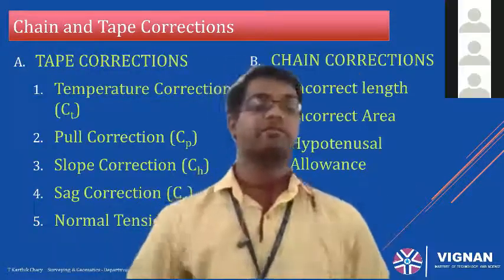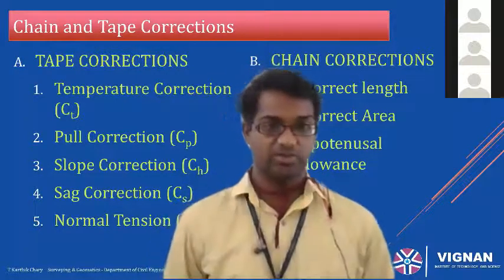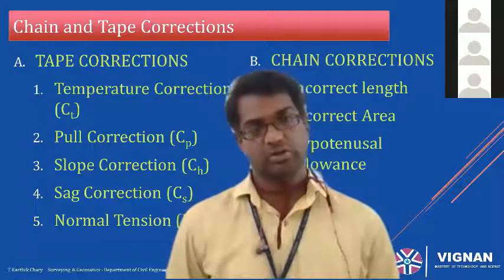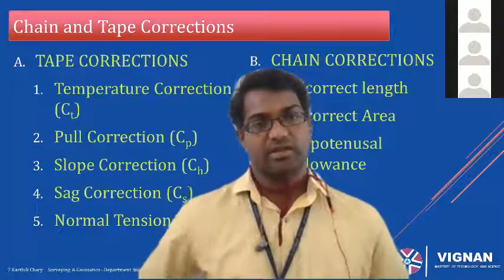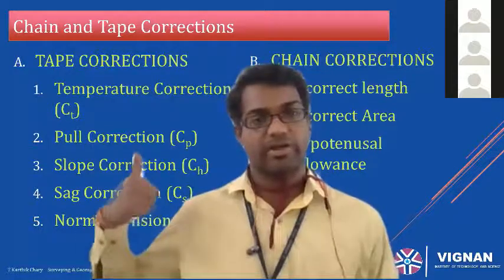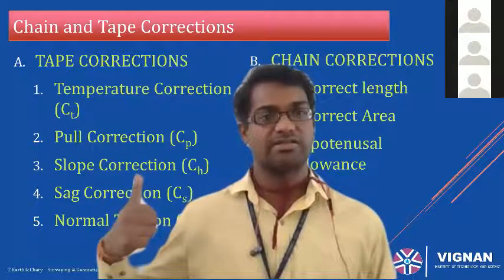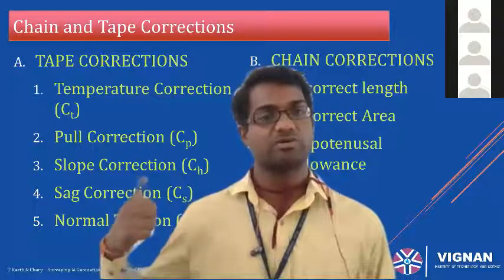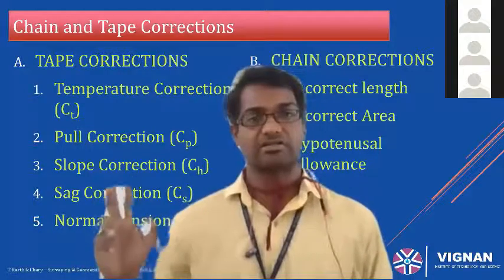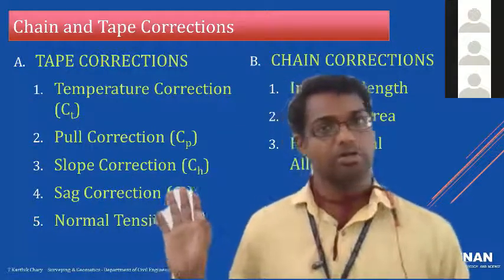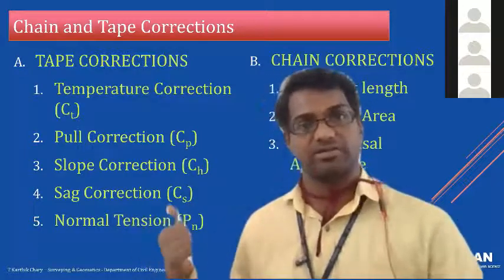So we have the corrections part. One is the tape corrections, one is the chain corrections. So what are these tape corrections? These are the corrections you will come across when you are using a tape, right? So this correction needs to be done. The first one is the temperature correction. These are unavoidable in all situations you come across. The mistakes and the compensative errors can be avoidable, but these cannot.